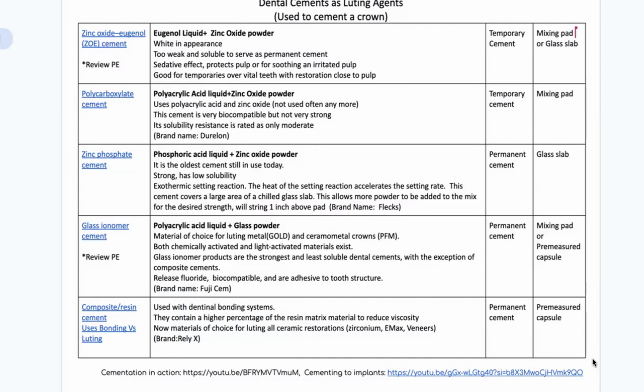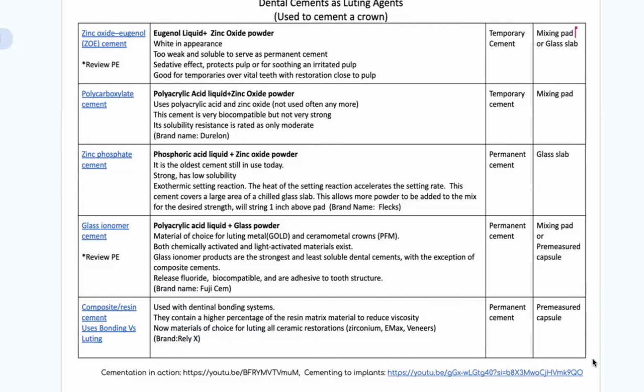That one's because you could do it both, because it already has a long working time. But if you need a longer working time, you could do a glass slab. But this one for sure, we're going to need a chilled glass slab. Usually we would keep it in the fridge at the dental office. So this will allow more powder to be added to the mix for the desired strength.